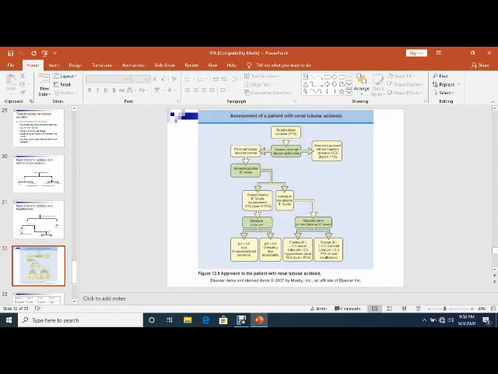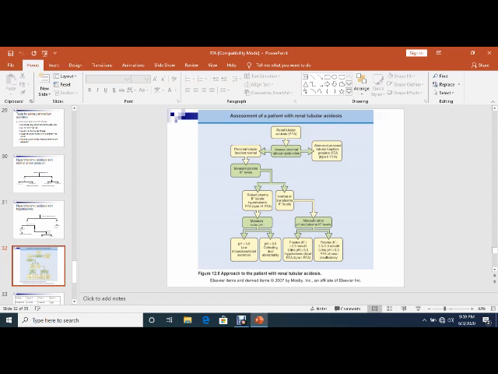So this slide is very important. It shows the assessment of the patient with renal tubular acidosis. This slide is taken from the comprehensive book of nephrology. First, renal tubular acidosis, RTA, on the top. Always we should assess proximal tubular dysfunction, whether proximal tubular function is normal or abnormal. If it is normal, measure plasma potassium level.